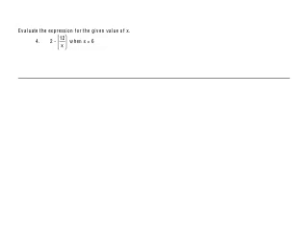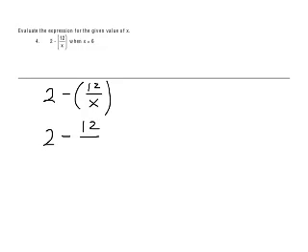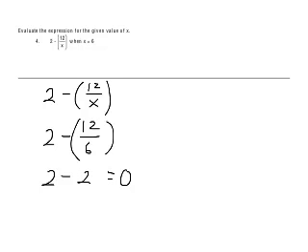Evaluate the expression for the given value of x. Okay, we'll rewrite it. 2 minus 12 over x when x equals 6. Well, you just stick 6 in for x. 2 minus 12 over 6. So that equals 2 minus 12 divided by 6 is 2. So the answer is 0. So when you have this evaluate and then they give you the value of x, you just stick that value in for x. These variables are standing in for numbers, and usually we don't know them, and in this case we do.